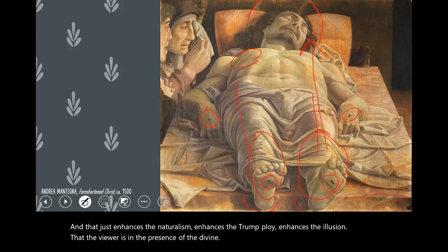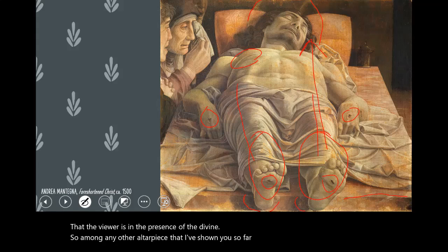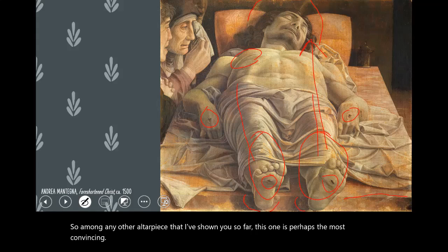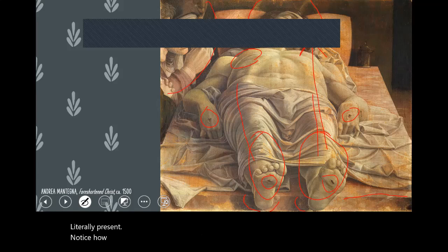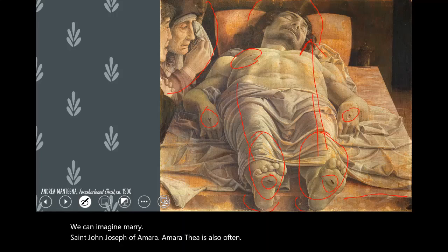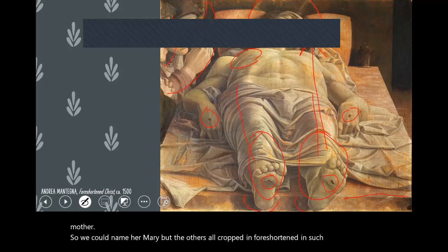So among any other altarpiece that I've shown you so far, this one is perhaps the most convincing in giving a sense of the body of Christ literally present. Notice how the mourners, we can imagine Mary, St. John, Joseph of Arimathea is often present in crucifixion scenes as well. They're not done so that we can necessarily name them. We have someone who appears like a mother, so we could name her Mary, but the others are all cropped and foreshortened in such a way. Their identification is not part of it.